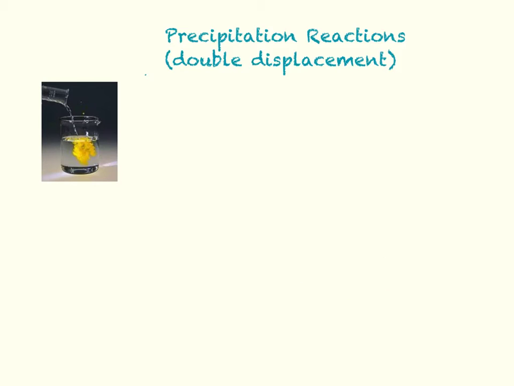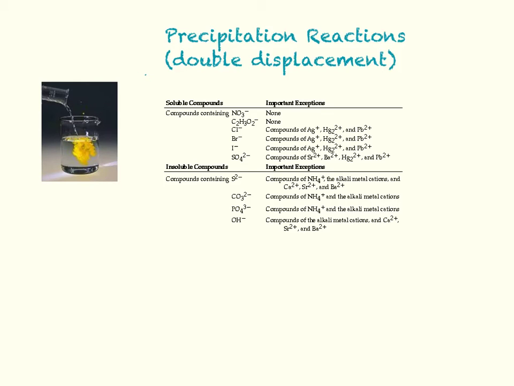How do you know which is a solid? You have to use something called a solubility table. There's lots of different types of solubility tables. Here's an example of one. Soluble means it will dissolve, so that's the compound that will not be the precipitate. It's not the solid. It's the exceptions that are the precipitate.